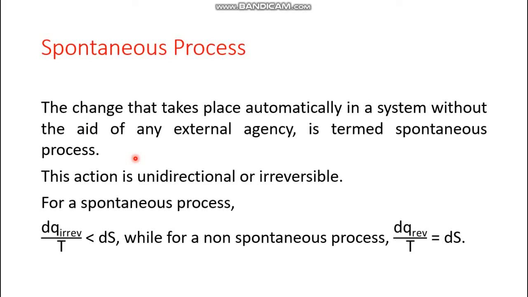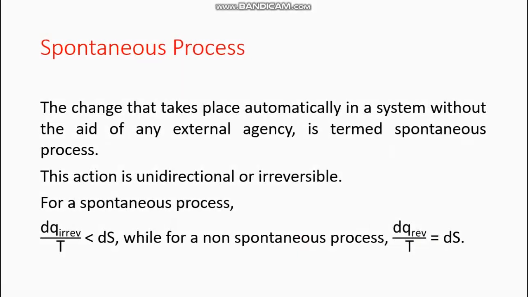And definitely for spontaneous process the Clausius inequality is applicable, that is dq irreversible by t must be less than ds. Okay, and for non-spontaneous process, which is actually reversible in nature, dq must be dq rev, and in that case dq reversible by t must be equal to ds according to the second law of thermodynamics. So these two are the conditions for spontaneity and equilibrium.